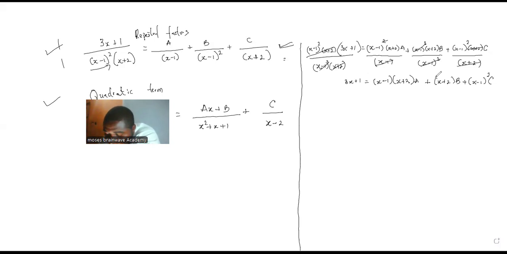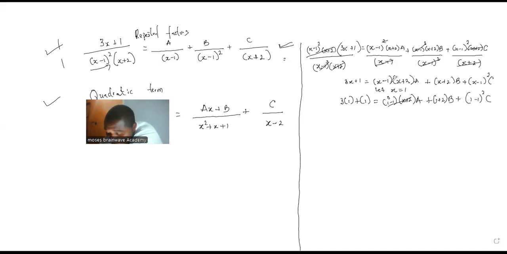So we see that it's very simple, right? So here, if we let x equal to 1, we're going to have 3 into 1 plus 1 is equal to 1 minus 1, x plus 2. I think A is gone because of this factor 0 here, so A is gone. So here we're going to be left with 1 plus 2 of B plus, similarly, 1 minus 1 squared, C will be gone also, right?